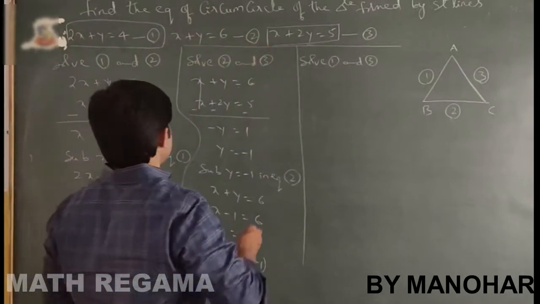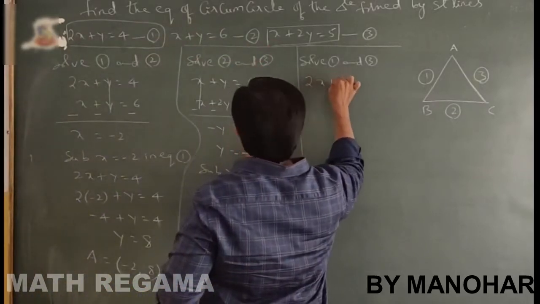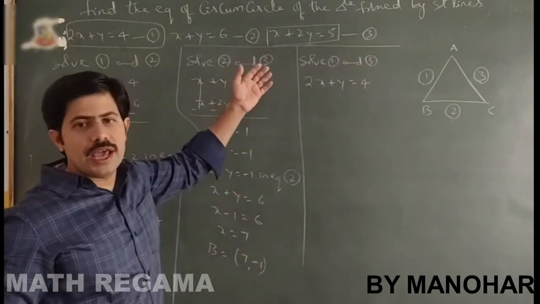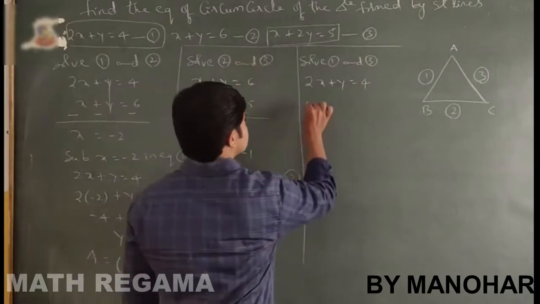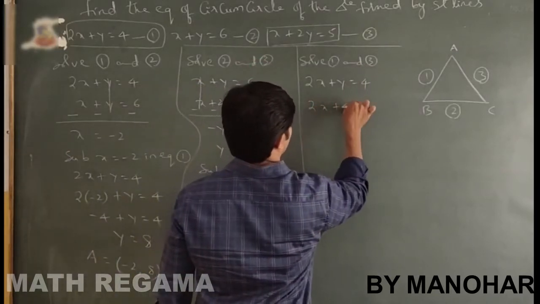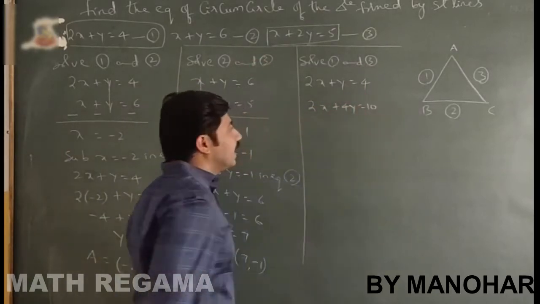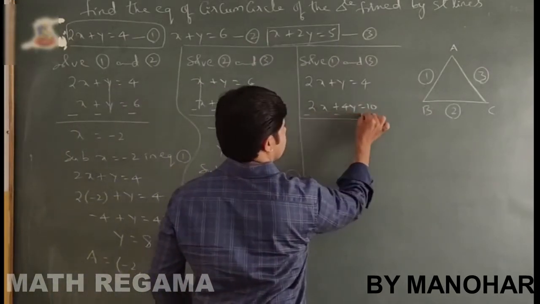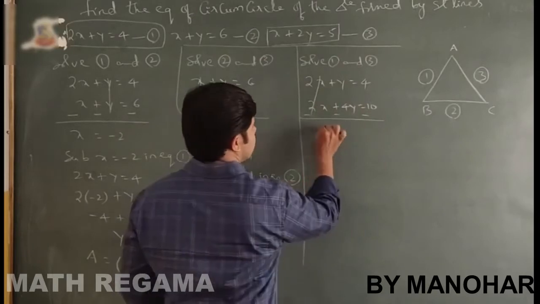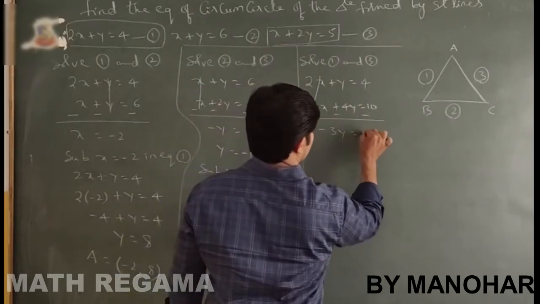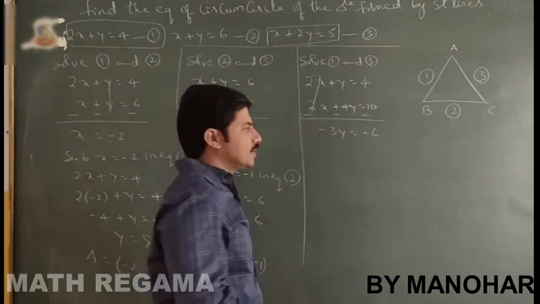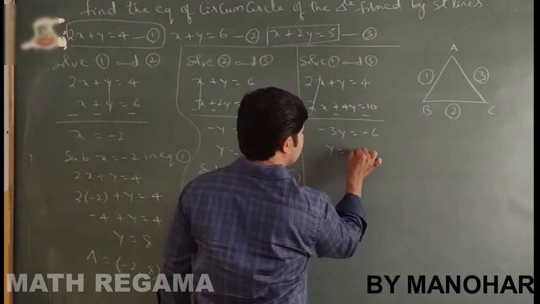First I write equation 1, that is 2x plus y is equal to 4. Now equation 3 I multiply with 2, so that is 2x plus 4y is equal to 10. Now we are subtracting, so the 2x terms cancel. Minus 3y is equal to minus 6. So what is y equal to?